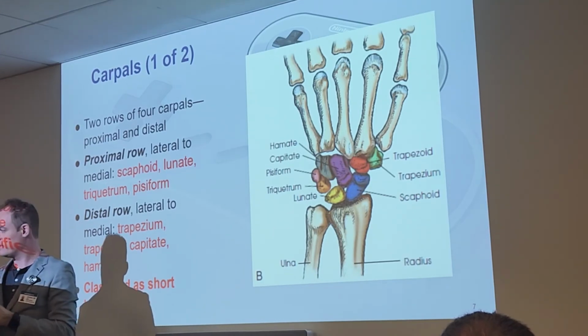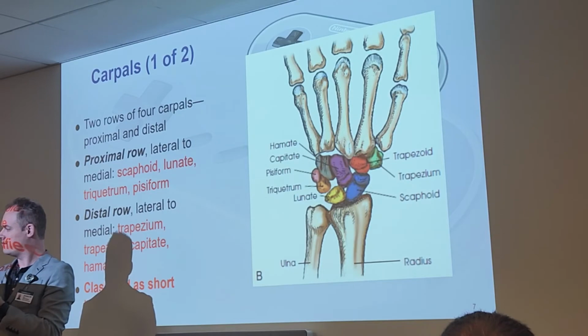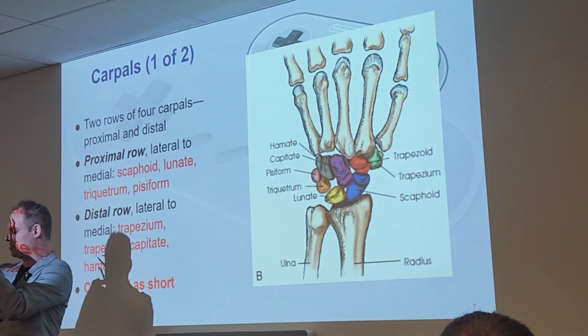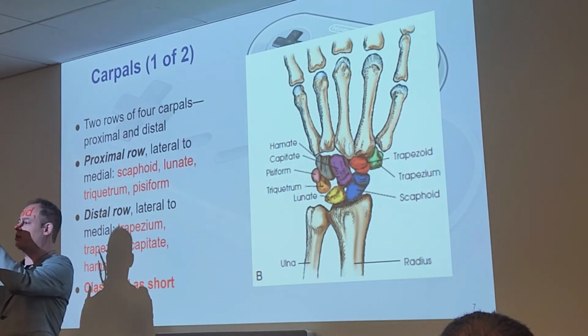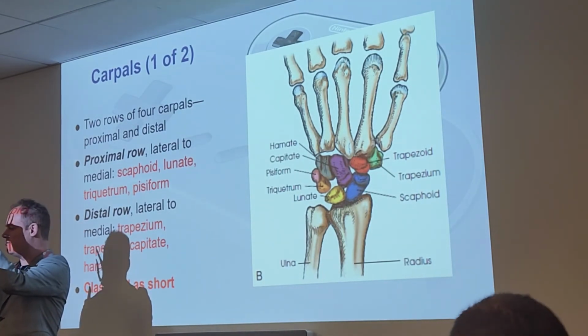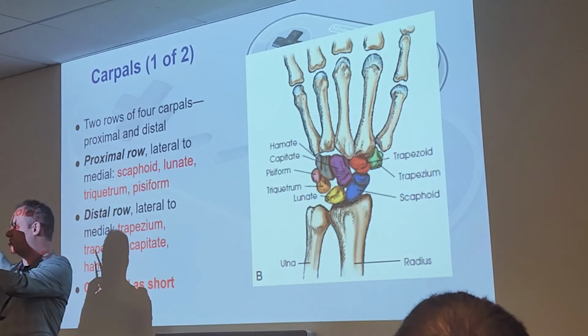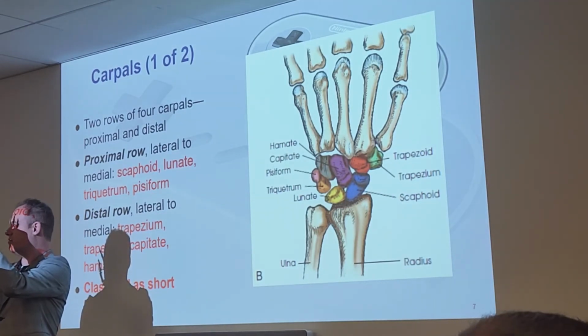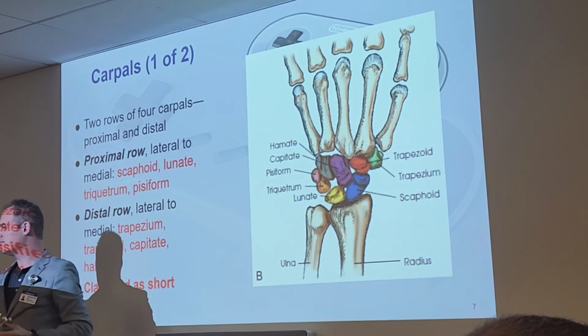Correct. Distal row is right under the metacarpals. Distal row is closest to the metacarpals. Proximal row closest to the radius and the ulna. These are your metacarpals. Proximal row, right above the radius and ulna. Which one is it? This one?